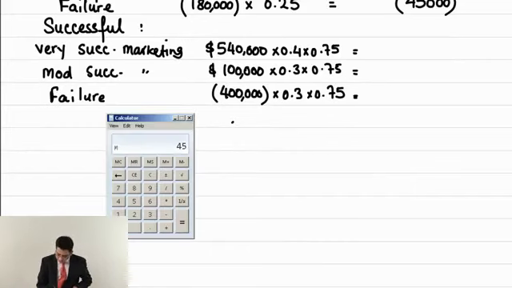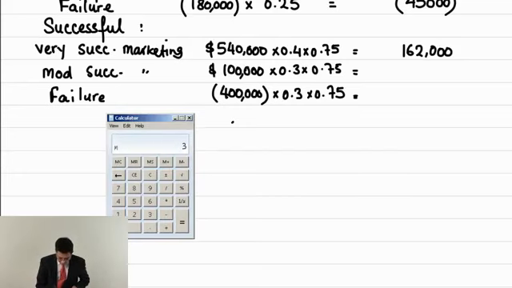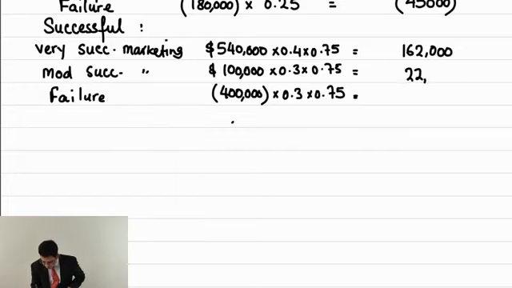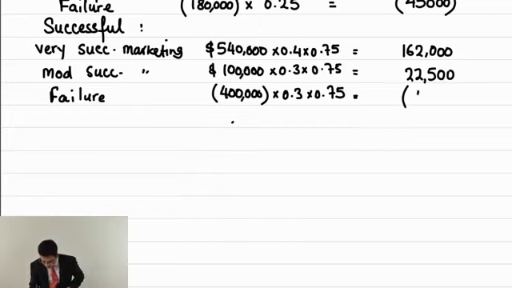Okay, let's do it. 540,000 into 0.4 into 0.75 gives us 162,000. Then 100,000 into 0.3 into 0.75 is 22,500. And lastly, $400,000 loss into 0.3 into 0.75 is negative 90,000.